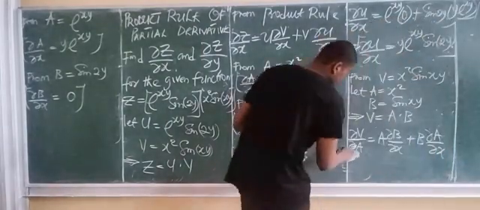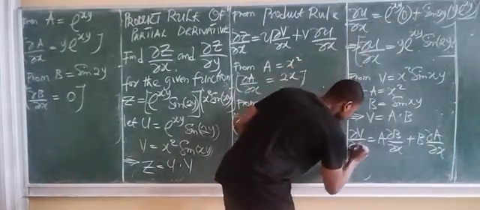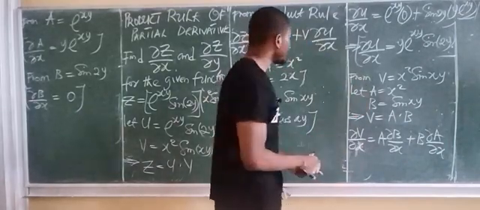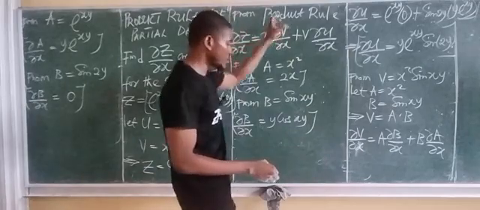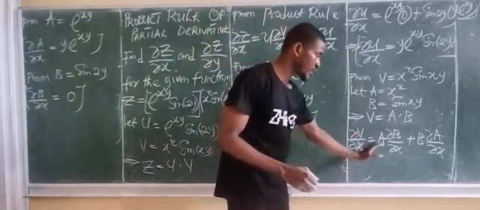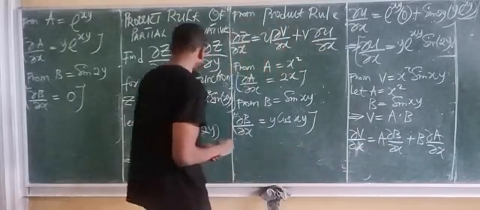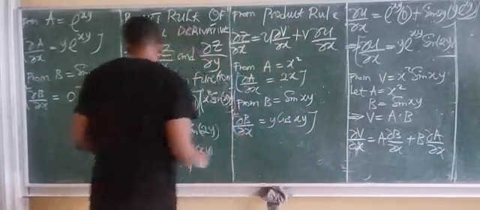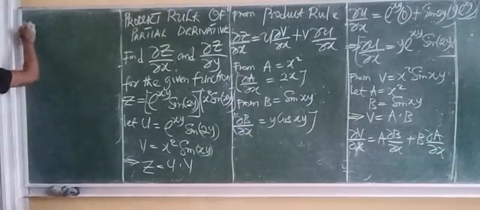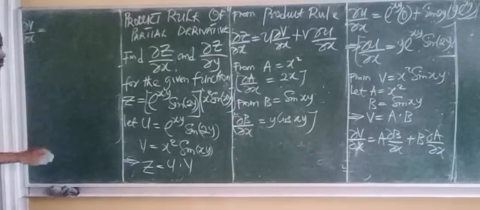Sorry guys, this is supposed to be partial v partial x. Okay. This is supposed to be partial v partial x, which is this part of the equation. So I can now find the partial derivative of v with respect to x. So let's do it and see. All right. So partial v partial x is now equal to.